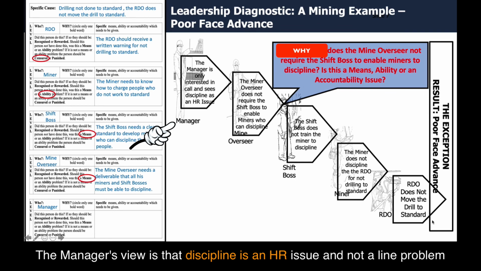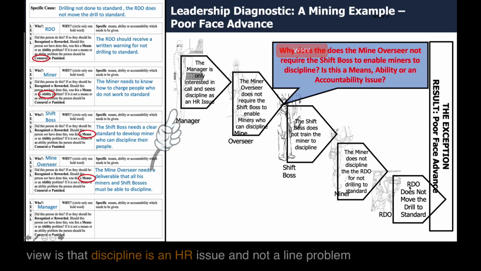So what we're suggesting is that it doesn't help trying to deal with this issue of the RDO not moving the drill to standard at this level, because actually this is purely a symptom. The real cause sits much higher in the hierarchy, where the manager doesn't feel that discipline is a problem that should sit in the line, and that training people to discipline, enabling people to discipline and holding line people accountable for disciplining, should sit in the line.